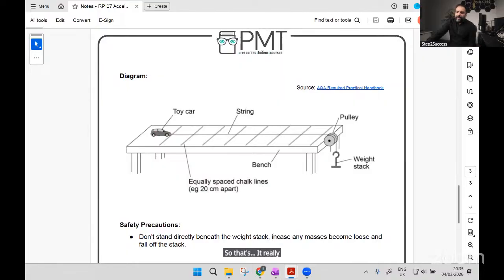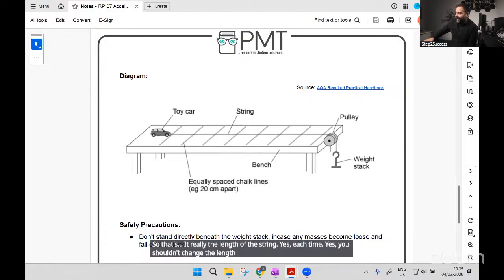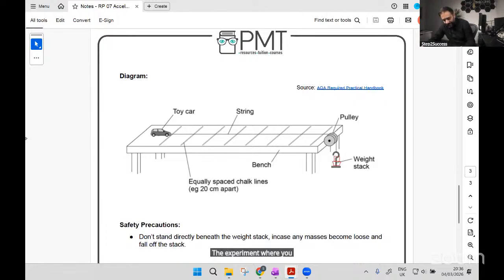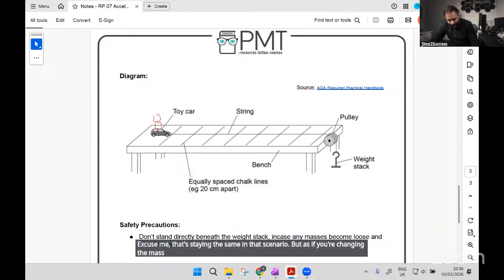The length of the string, yes. You shouldn't change the length of the string each time you do this experiment; it should probably stay the same. You shouldn't make it shorter and then longer. Similarly, if you're doing the experiment where you're adding weights here, a control variable will be the mass of the car, assuming that's staying the same in that scenario. But if you're changing the mass of the car, then this force should stay the same. That should be the control variable.